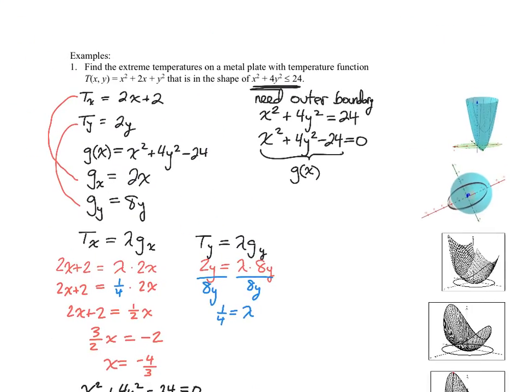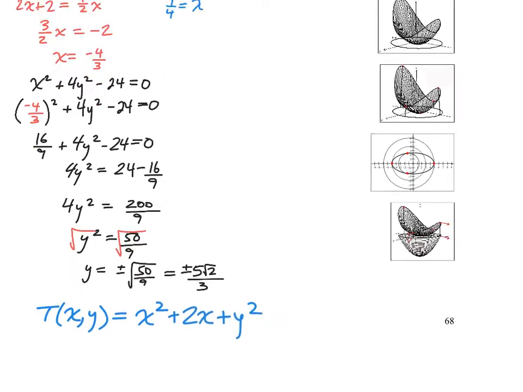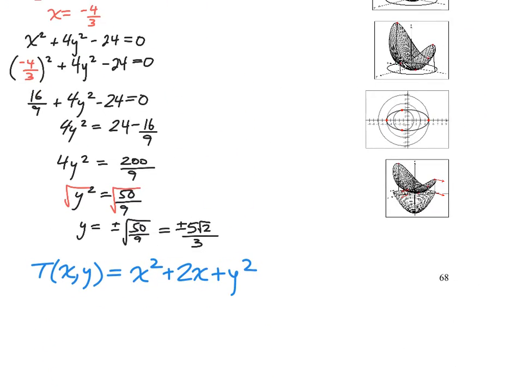I wrote it wrong. 2x plus y squared. Oh, okay, no, we're good. All right, so I'm going to pop in a negative 4/3 for x. So I want to find negative 4/3, comma, negative 5 root 2 over 3. And then I want to find negative 4/3, positive 5 root 2 over 3.